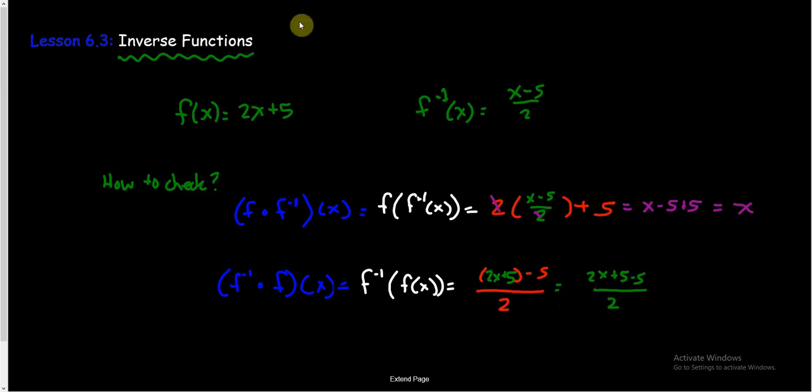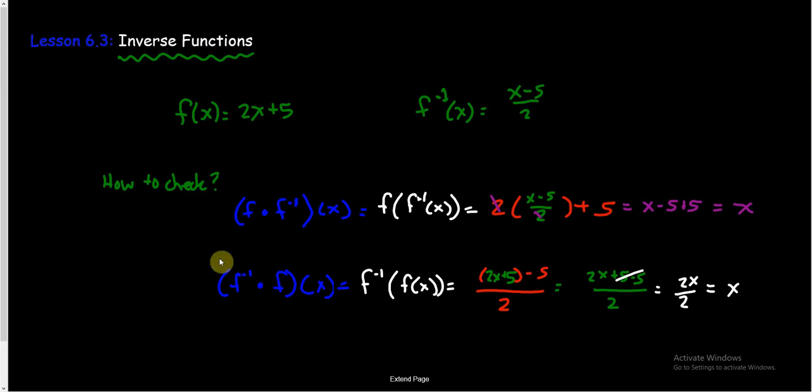And so I see immediately that plus 5 minus 5 adds to 0. So all I'm left with is 2x divided by 2. Oh, wait, what happens to the 2 divided by the 2 here? Those will reduce out, or divide out to 1, leaving me with x. Wait a second.